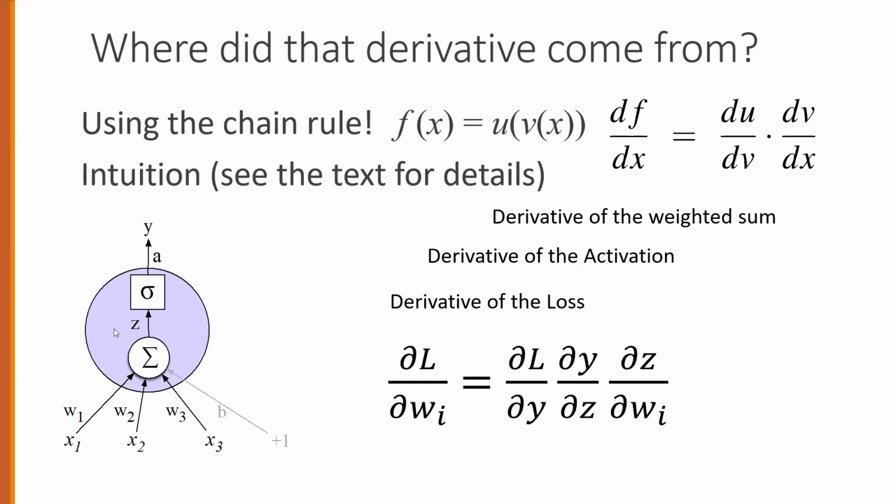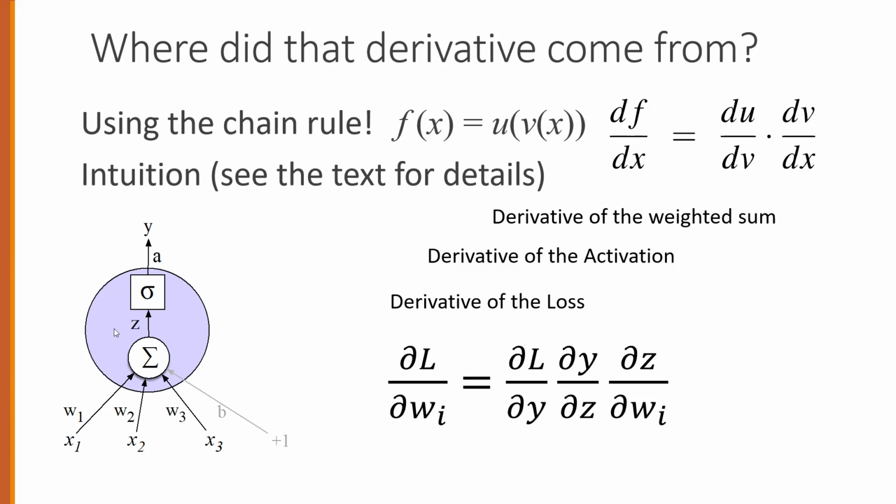Now, where did that derivative come from? Using the chain rule, of course. Remember, the chain rule says that if we have a composite function f(x) = u(v(x)), the derivative of f(x) is the derivative of u with respect to v(x) times the derivative of v(x) with respect to x.